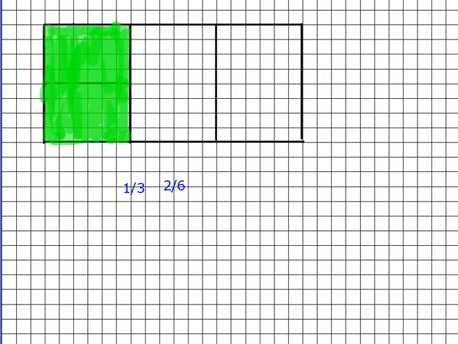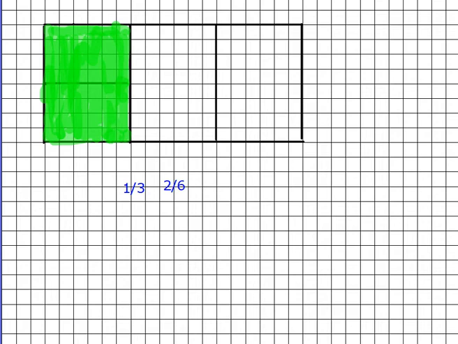Some people would have said, well, why didn't you cut it like this? Whoops, sorry. Cut it right here. Well, because that's not an equal part. This isn't the same. It's not the same. It has to be equal. So it equals 2/6.